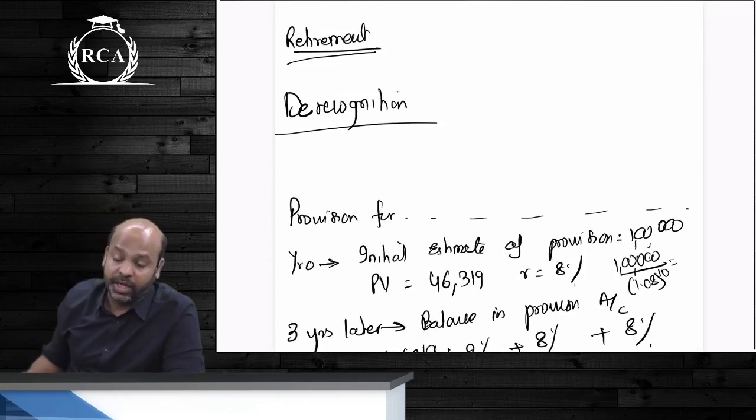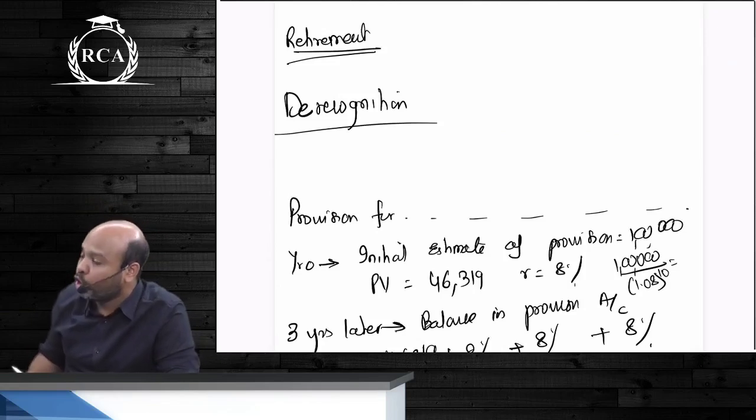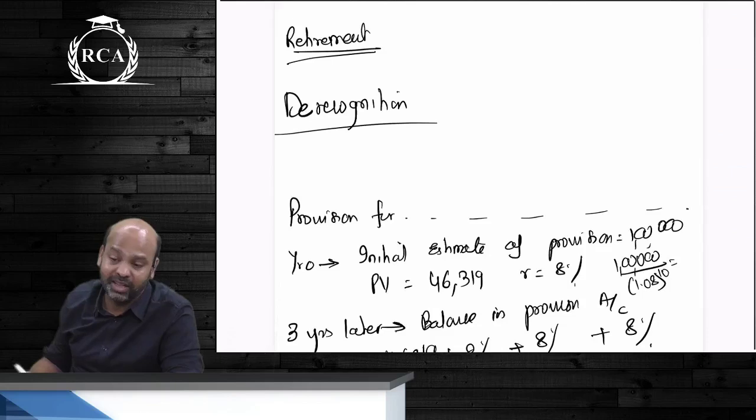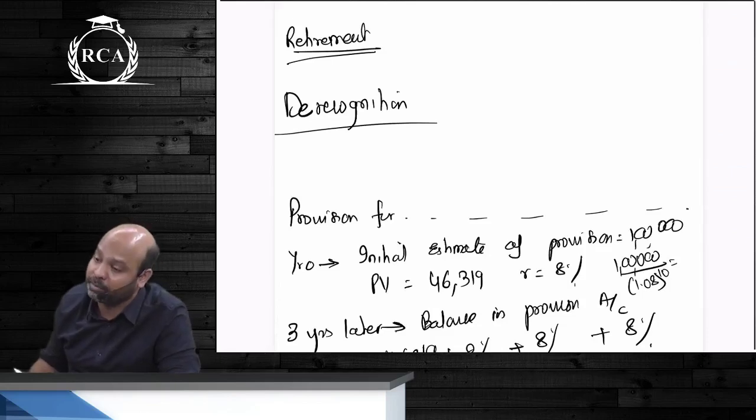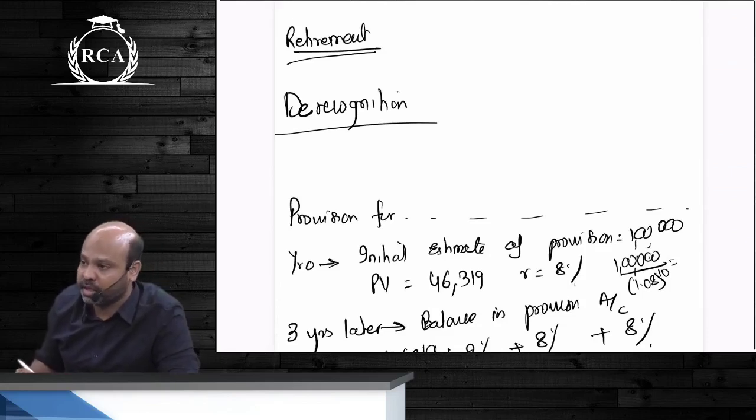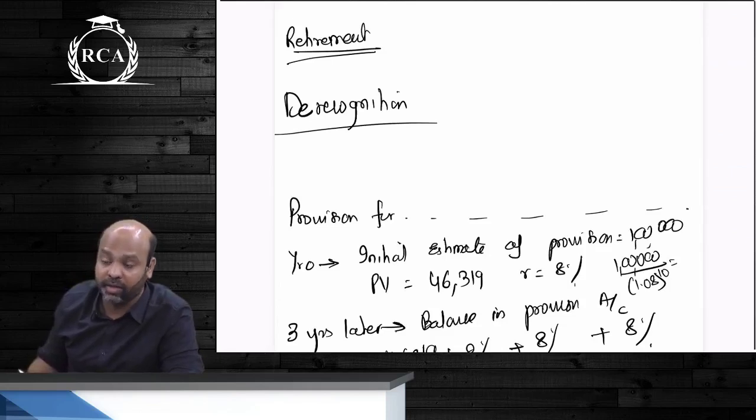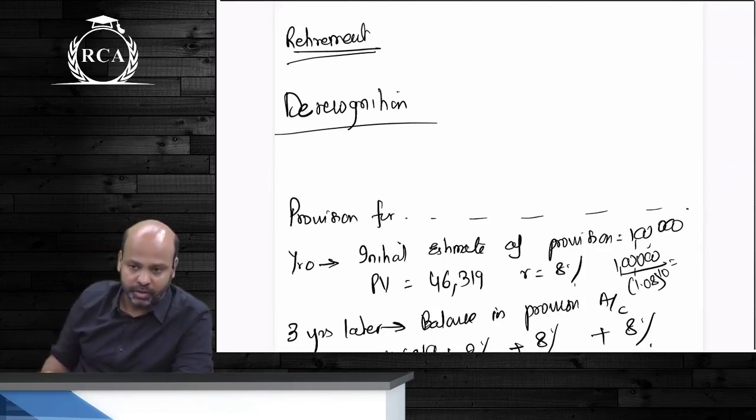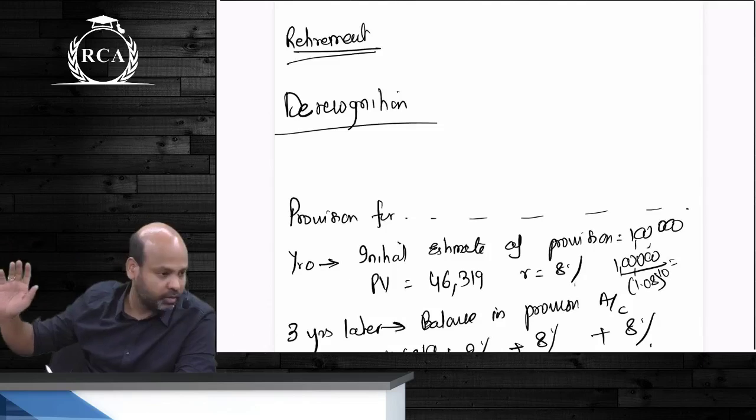An asset will be de-recognized, guys, as and when it is actually sold, or where there is no future economic benefit expected. That means even by selling the asset, you are not going to get any amount. Then obviously you will have to de-recognize the asset. You will not wait till the asset is actually disposed of. Is it making sense? Any doubt related to this?